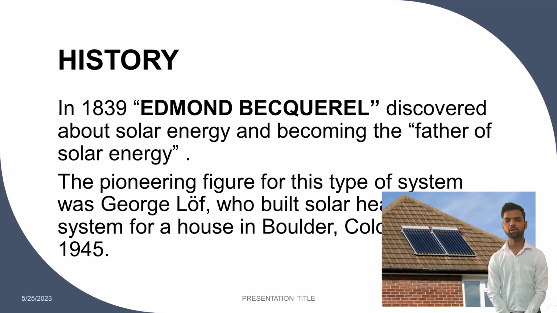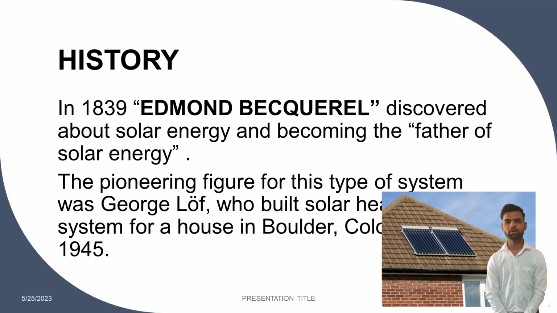Firstly, we talk about the history of solar air heater. In theory, solar energy was used by humans as early as the 7th century BC, when history tells us that humans used sunlight to light fires with magnifying glass materials. In 1839, Edmund Becquerel discovered solar energy, becoming the father of solar energy. George Löf built a solar heated air system for a house in Boulder, Colorado in 1945, and he later included a gravel bed for heat storage.